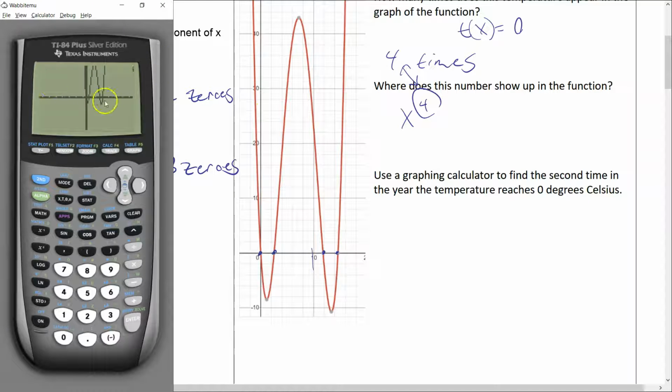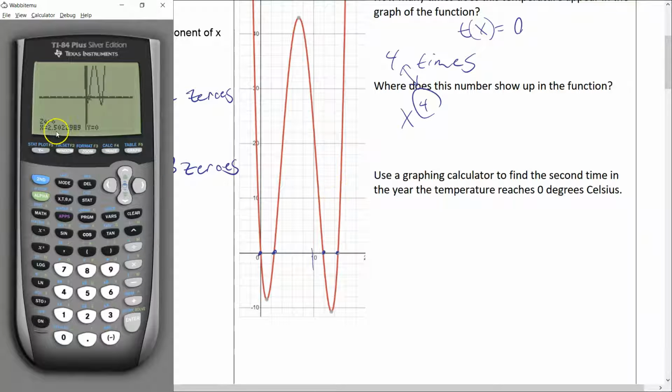Still cuts off the top, but that's okay because we're just interested in the zeros, right? Now, what I can do to find a 0 is go second, calc, and 0, believe it or not. And then it'll do this left bound, right bound thing. Remember, this is telling your calculator where to look. We've done this before. So left bound, I'm going to go to the left of that 0 I'm interested in. Remember, I asked you for the second time. So I'm going to go to the left of that second one, hit enter, right bound, go to the right of that one and hit enter, and then hit enter one more time. And this gives me 2.5 and some change.